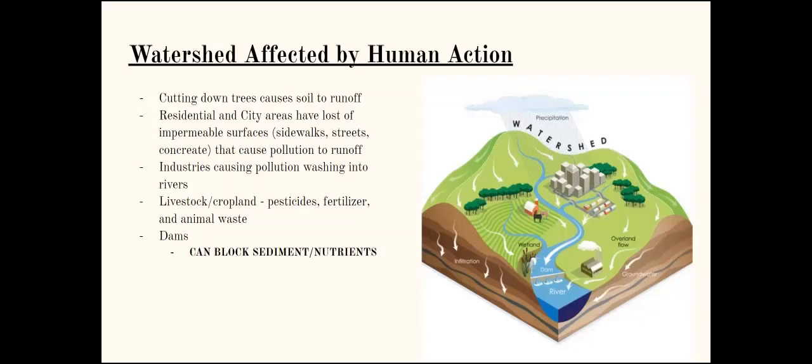And one other thing that is not talked about as much is the use of dams. If you've ever seen a dam, it is a structure that blocks the flow of water. And what can actually happen is when humans create these things, it can block sediments and nutrients from going further down river or downstream. So something like this will block the essential nutrients that animals need over down here.